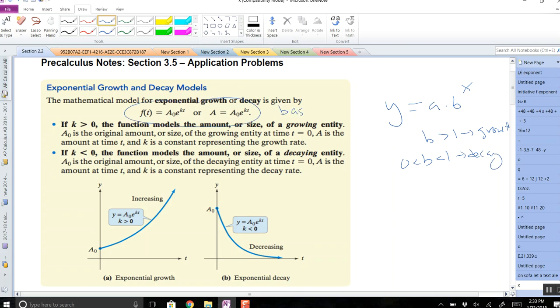Our base is going to be E, which we know is roughly 2.7. But we're changing things up a little bit. The exponent is not going to be a simple x, it's going to be kt, t being time, k just being some sort of constant. If your k is positive, then you're going to have growth.